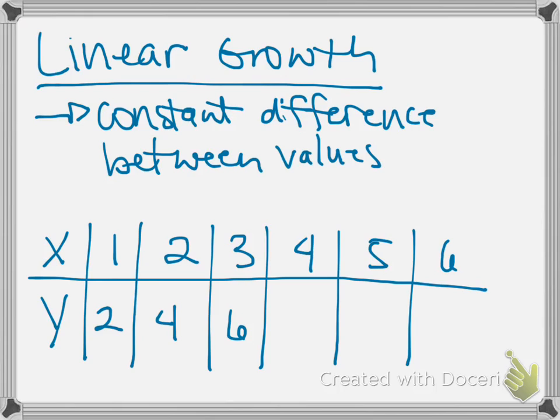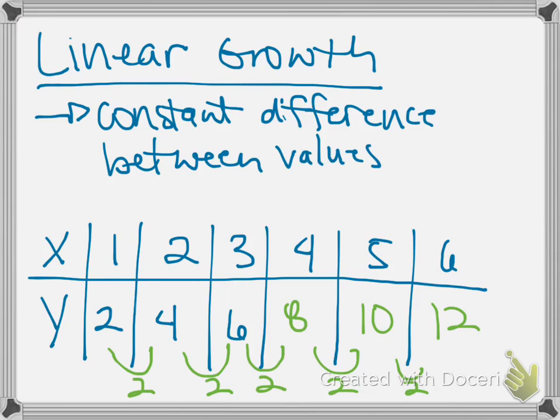Notice our x values are just increasing by 1 each time, and our y values are going up 2, then 4, so there's a constant difference of 2 here, and then from 4 to 6, so there's another constant difference of 2. So I think we can probably pretty accurately guess that our next value, if we add 2 to 6, is going to be 8, and then we just keep adding 2 each time, so then we get 10, and we get 12. Easy enough. If we graph this, of course, the graph would be a line, because it's linear growth.